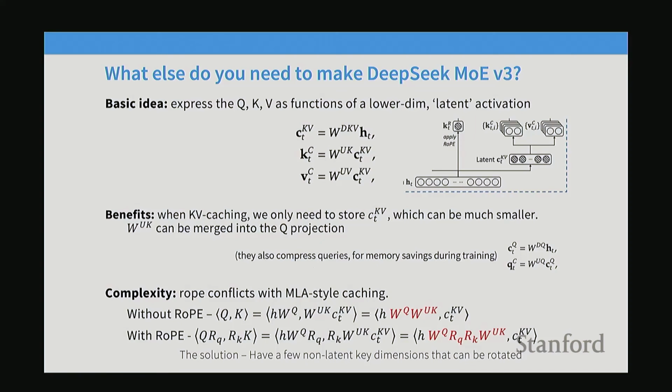I'm only going to mention this last one in passing because it is a subtlety, but it's kind of a clever subtlety, which is that this original trick, the thing that I just described at the top, is not compatible with rope. And the reason is because of the rope matrices: you have the Q's and the K's, and you rotate each of those Q's and K's by multiplying with a rotation matrix, RQ and RK. But if you do that, then these RQs and RKs are in between the query projection and this latent vector up projection matrix. And since I can't reorder these matrix multiplies, rope kind of gets in the way.